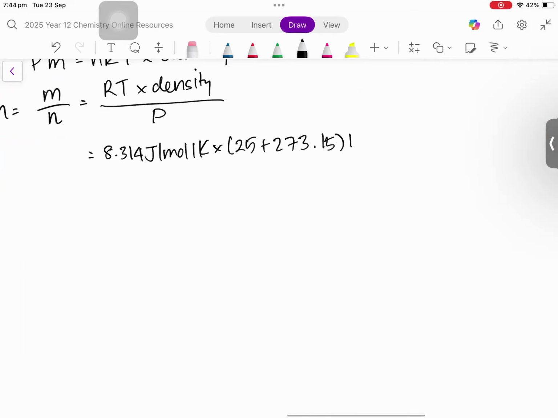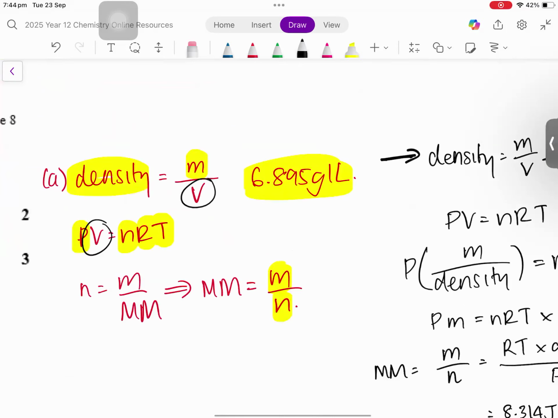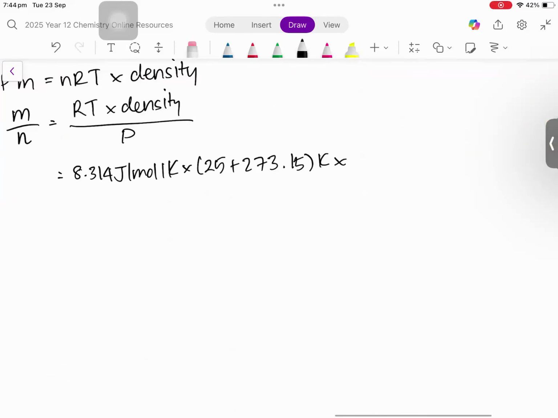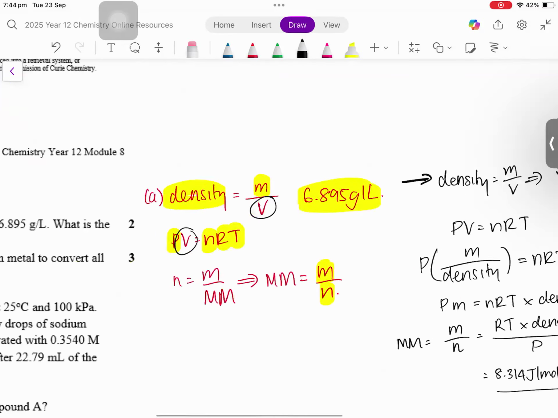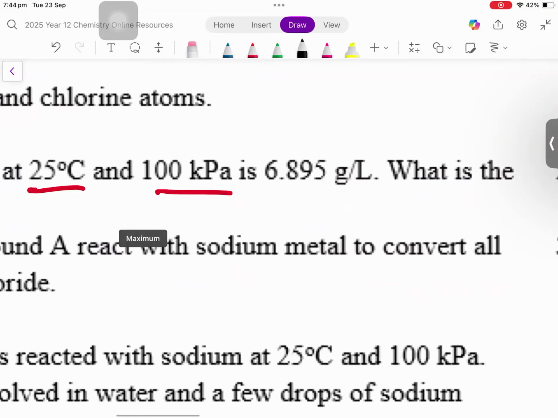So I'm going to take the 25 and then I do plus 273.15 kelvins. And then the density was given to me. That was 6.895 grams per liter. And then divide by pressure, which is, what did they give it to me as? 100 kPa.